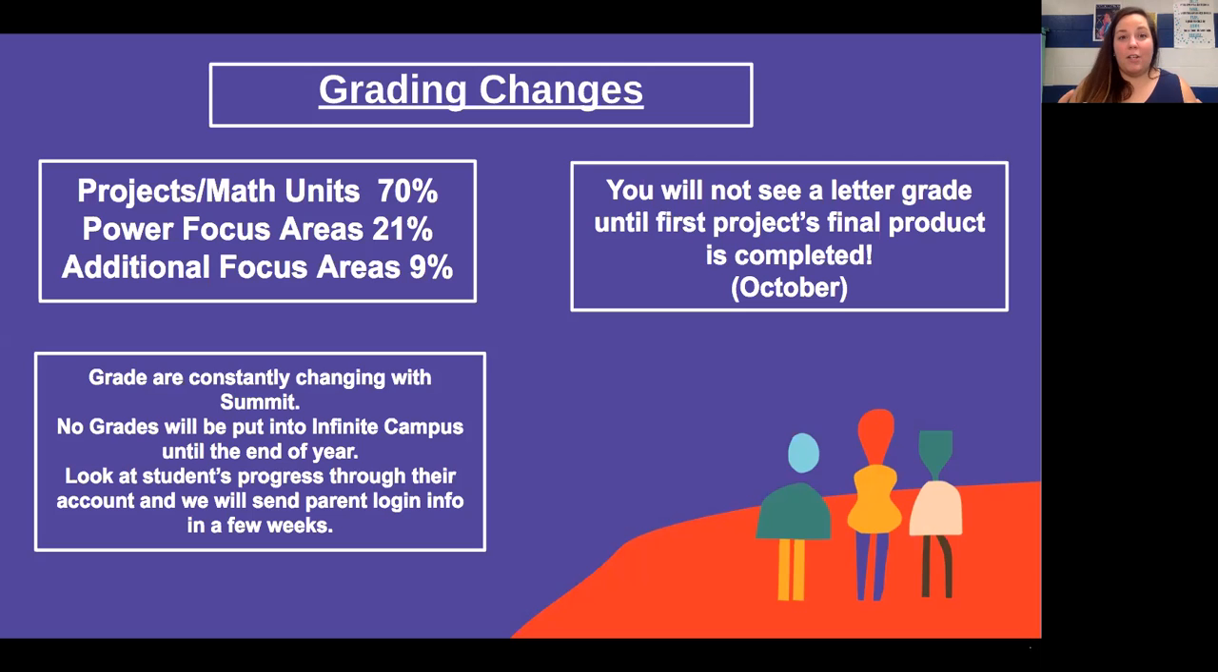Your parents, although they don't have a username and login just yet, can look on your side and see the exact same thing. When they do get their parent login, it is the exact same thing that you see on your progress tab. So just keep in mind that there's a lot of transparency in this grading process.